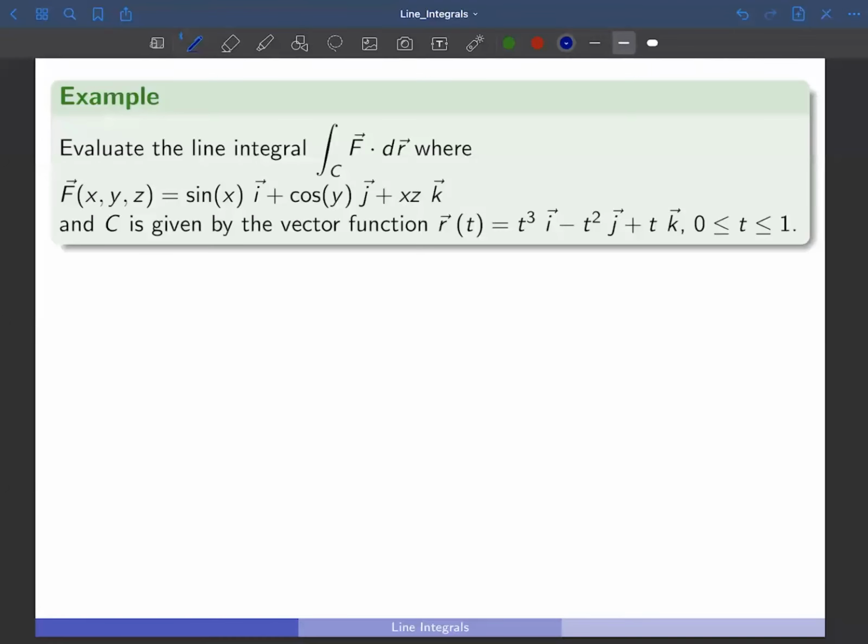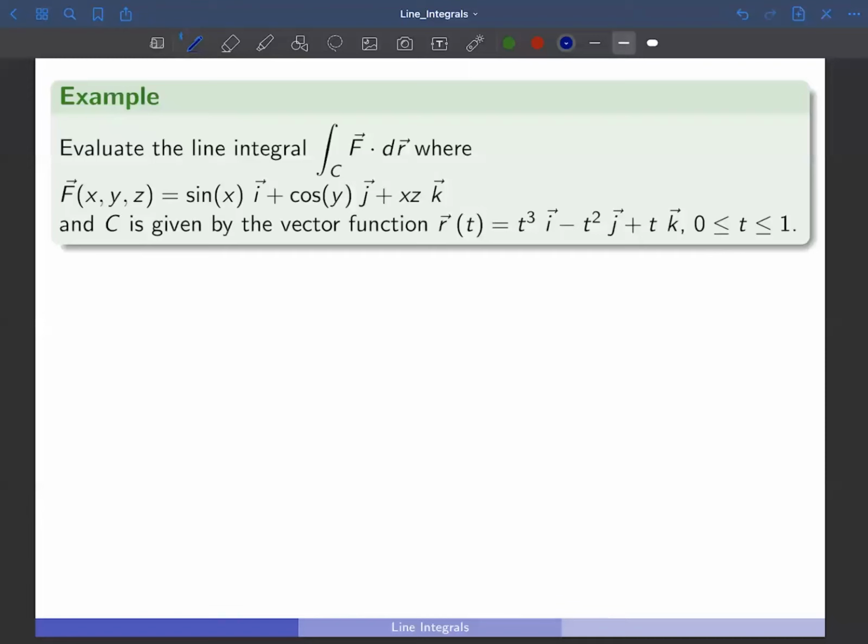In this example, it is asked to evaluate the line integral along the curve C of the vector field F dotted with dr, where the vector field F is equal to sine x times the vector i plus cosine y times the vector j plus x times z times the vector k. And the curve C is given by the vector function r of t equal to t to the third times the vector i minus t to the squared times the vector j plus t times the vector k, where 0 is less than or equal to t less than or equal to 1.